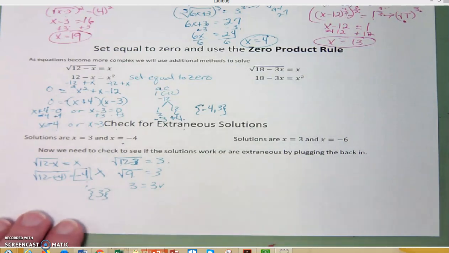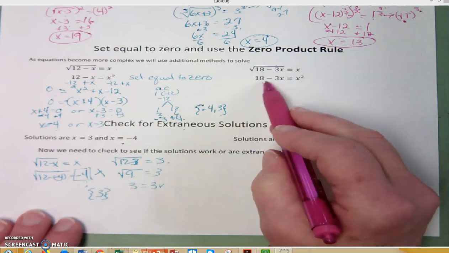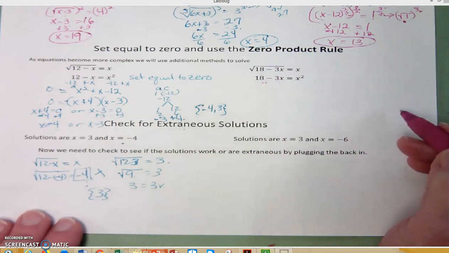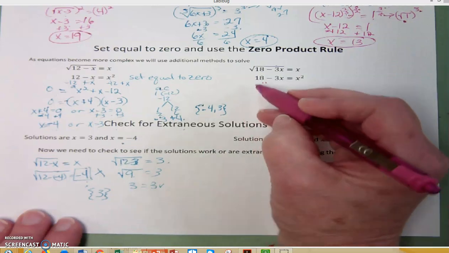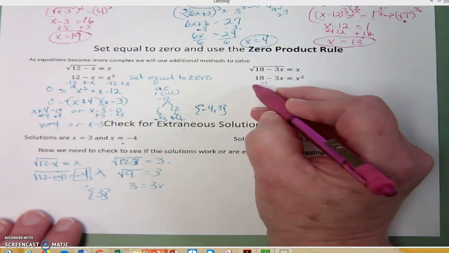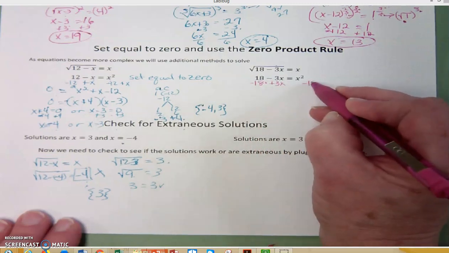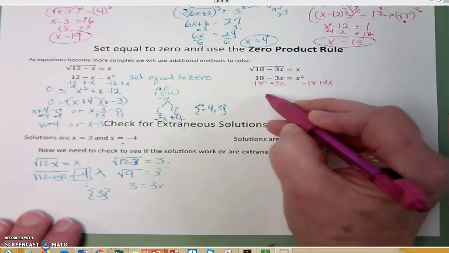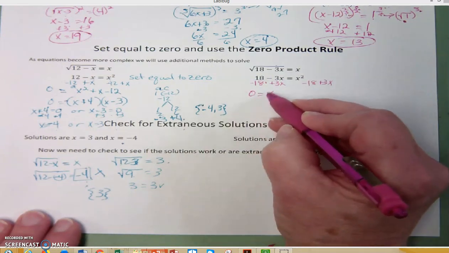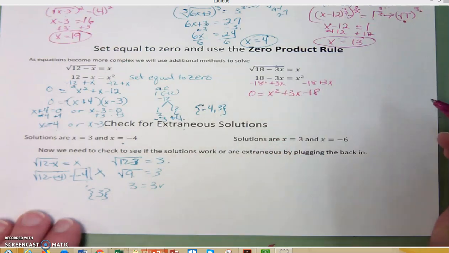So let's work this other problem. Same concept. I have square root of 18 minus 3x equals x. I squared both sides and get this. Now I want to set it equal to 0, and so I'm going to subtract 18, add 3x, and I kind of reorder it so everything flows right. I get 0 here, x squared plus 3x minus 18.